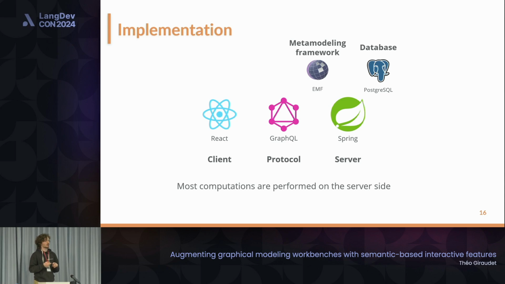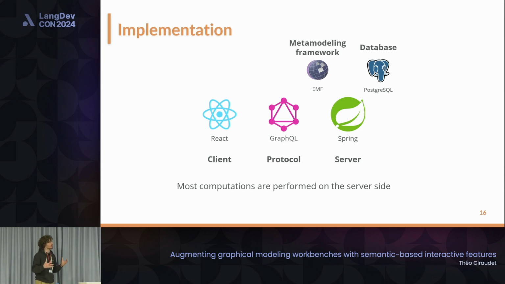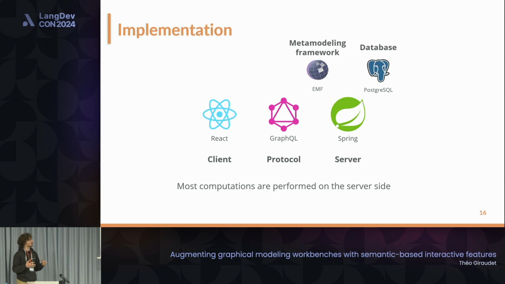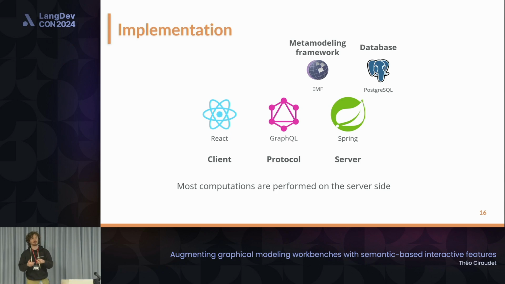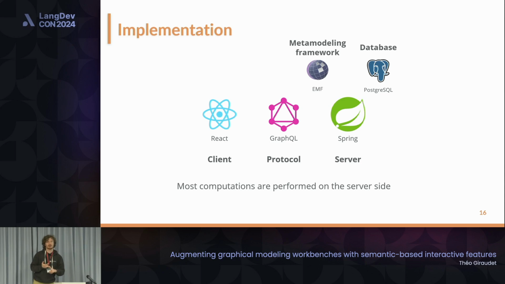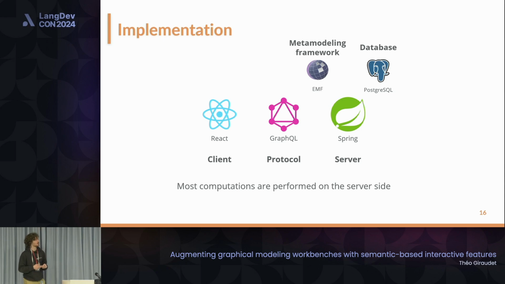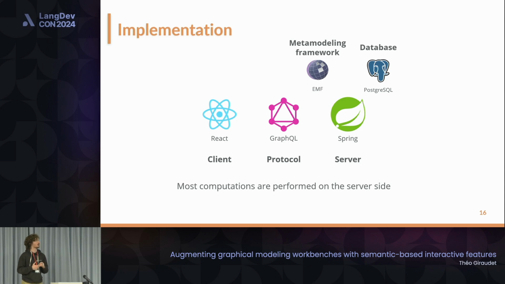GraphQL is also kind of model-driven, since you have to describe the schema of the data you want to exchange. Thanks to that, you can have validation of the data on the client side and also on the server side. And finally, GraphQL is network protocol agnostic, so you can use it over WebSockets, sockets, HTTP, or other network protocols. On the server side, we also use EMF as a meta-modeling framework and PostgreSQL for the database part.